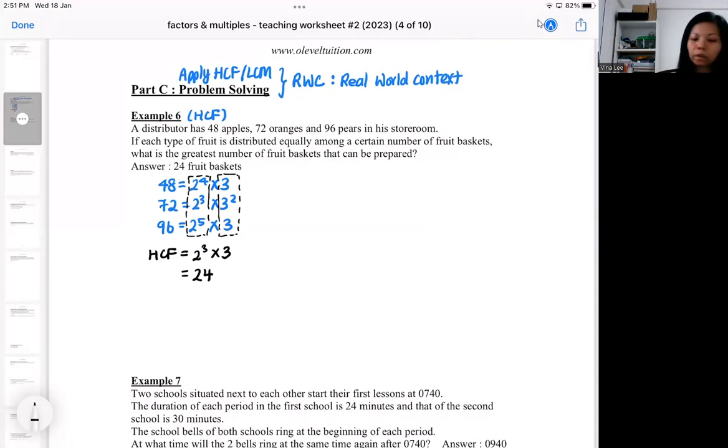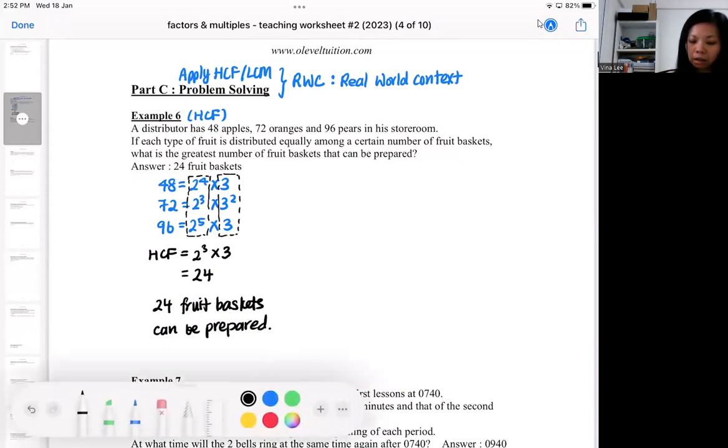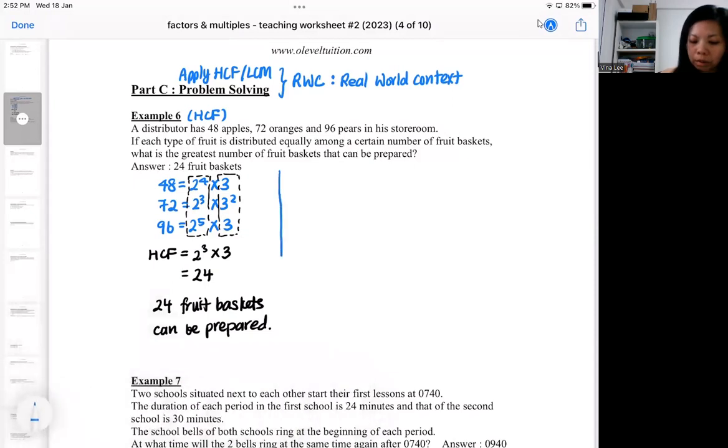So what is the significance of 24? That means you can actually prepare 24 fruit baskets. The significance of the HCF is that it relates to the 24 fruit baskets that can be prepared. Sometimes the question can be further asked for you to continue. Even if they don't ask, you should also be thinking this way. Now that this is the maximum number of fruit baskets, you may want to think about what kind of fruits are in each fruit basket.